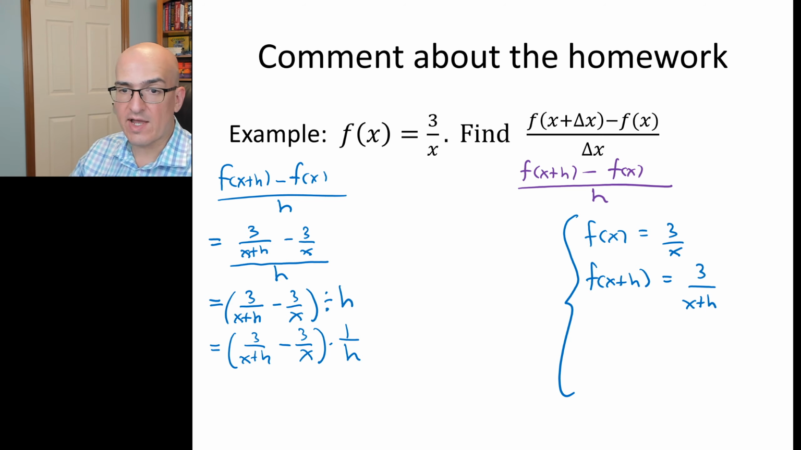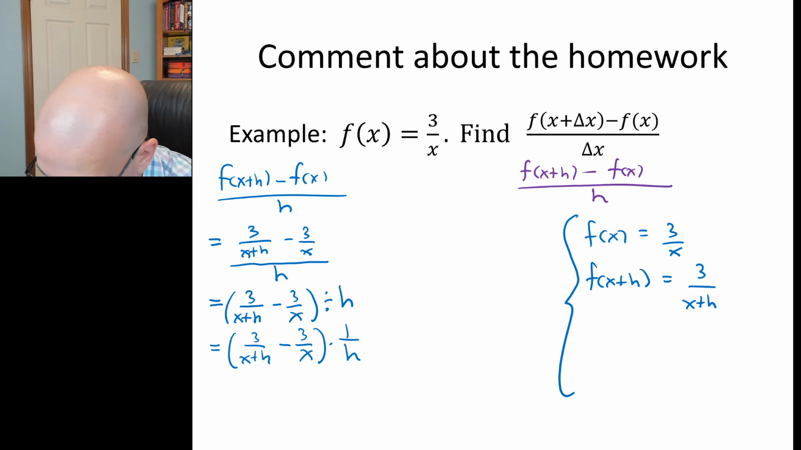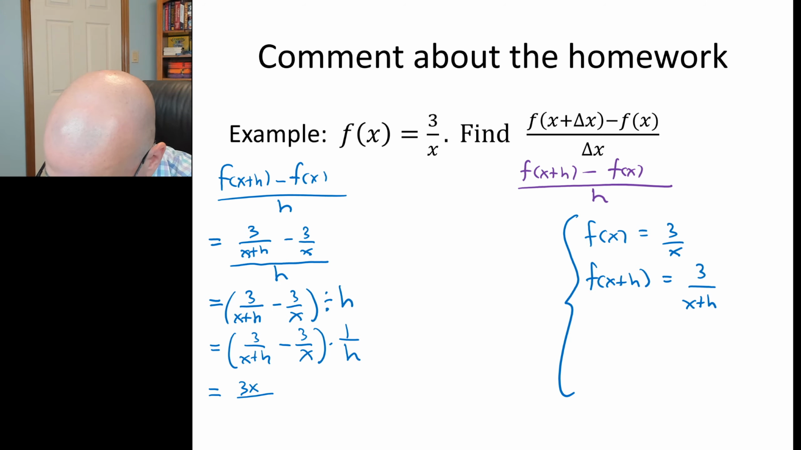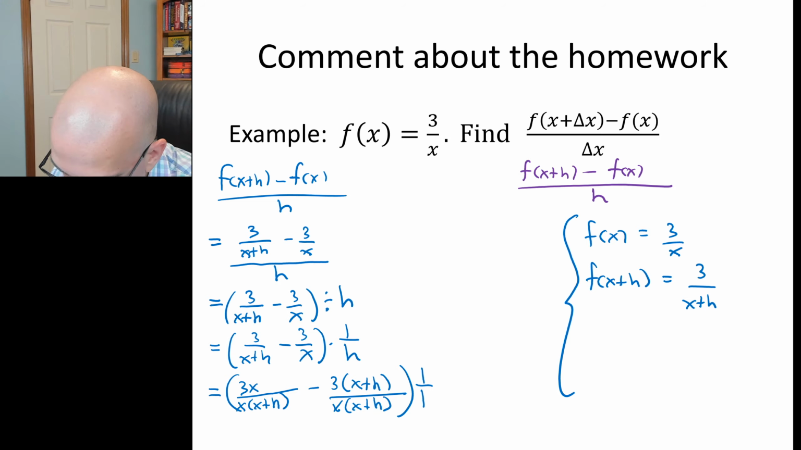Now, to simplify, we need to make common denominators of the two terms inside that bracket. To make common denominators, I'm going to take the x in the bottom of the second piece and multiply top and bottom of the first piece by that x. So we'll have 3x over x times x plus h. And for the second piece, I'm going to multiply top and bottom by x plus h, the bottom of the first piece. So I'll have x times x plus h. And I still have to take all this and multiply by 1 over h.